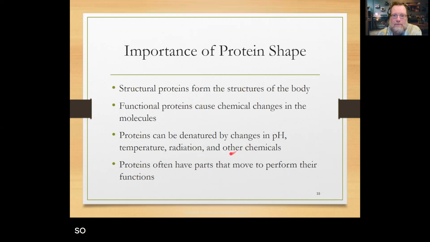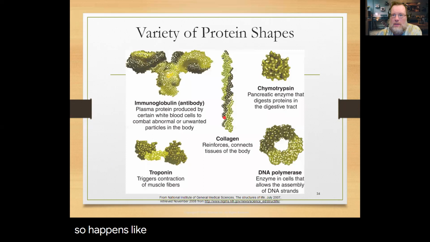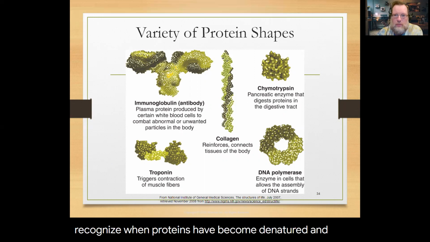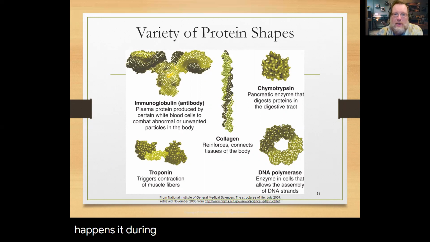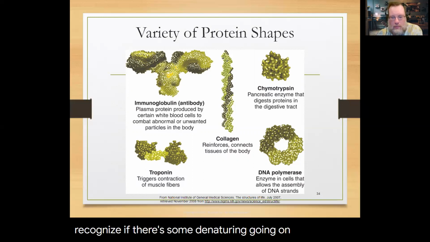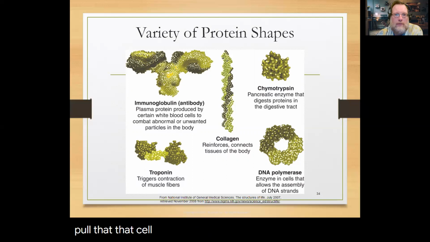If that happens, typically the body will take care of that. We have special immune cells that can recognize when proteins have become denatured, and generally stop the process of mitosis, or of cellular division. Really, it happens during interphase. After the S phase and before the G or growth phase, we can potentially recognize if there's some denaturing going on, and we can pull that cell off the line.